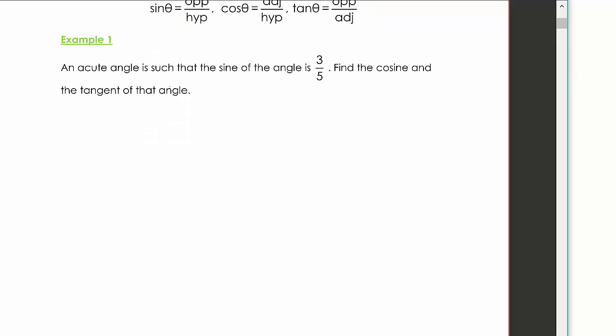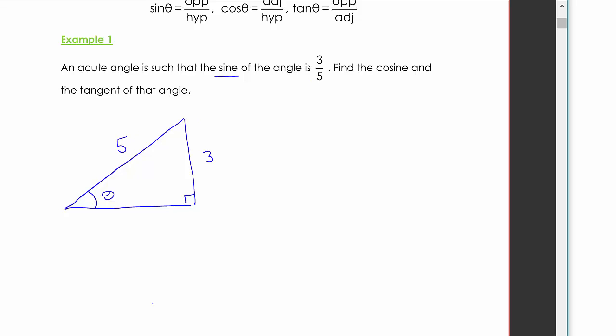An acute angle is such that the sine of the angle is 3/5. Find the cosine and tangent of that angle. So let's draw a right angled triangle, and let's say this is the angle that we're interested in, theta. Now we're told about the sine, so that's the opposite over the hypotenuse.